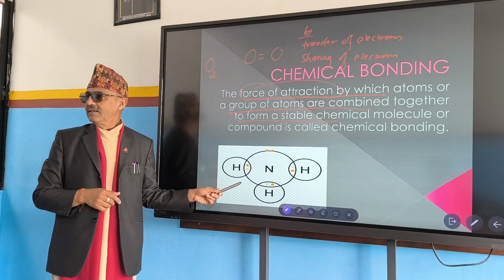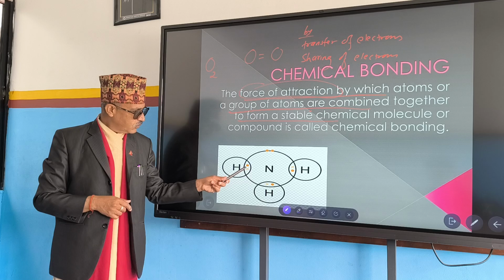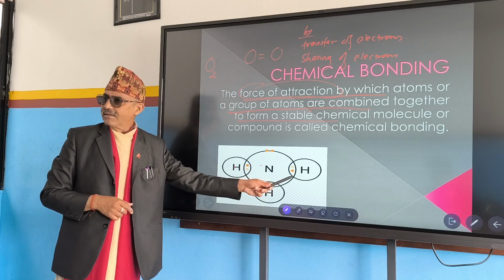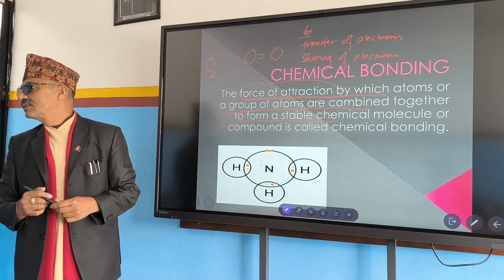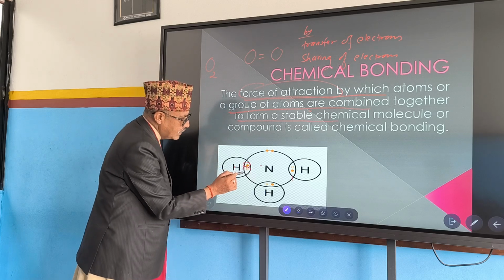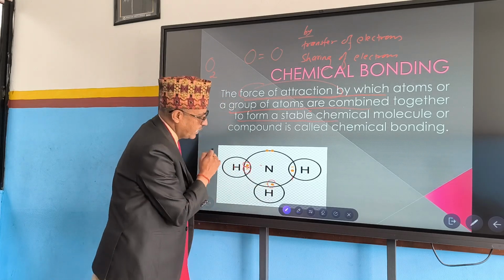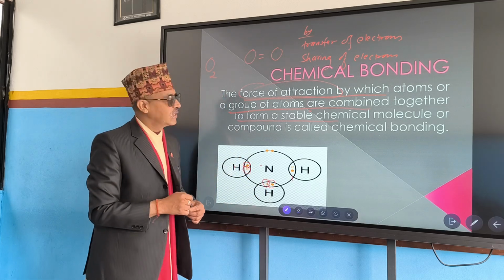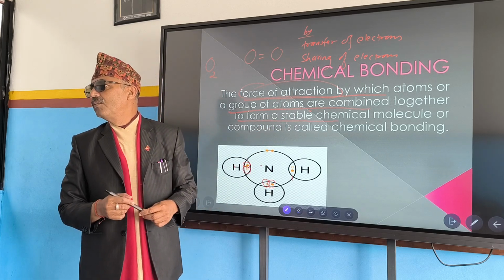What is done here? Are electrons shared or transferred? The same electrons are shared by nitrogen and hydrogen. Nitrogen and hydrogen, are they shared or not? Yes. So, by sharing also, force of attraction is created. See, one electron of hydrogen and one electron of nitrogen are shared. Here also, one electron of nitrogen and one electron of hydrogen are shared. Right? By sharing, force of attraction is created. That is called a chemical bond.